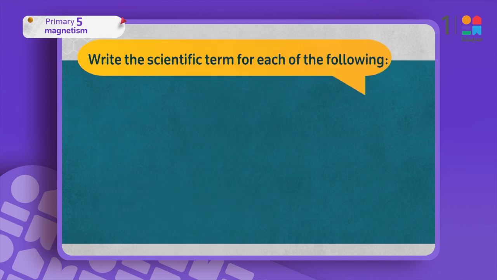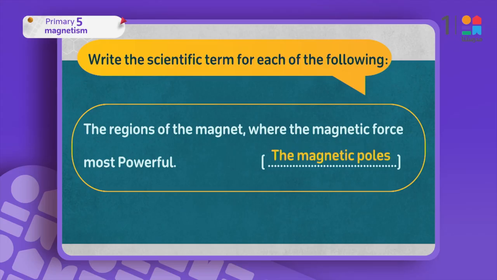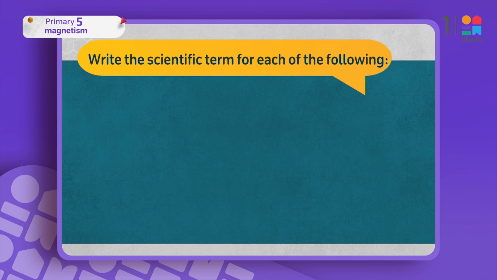Now we will take a new type of question, which is: write the scientific term for each of the following. First question: the regions of the magnet where the magnetic force is most powerful. Regions of the magnet, not around it, but on the magnet itself, which have the most magnetic force. This is where the magnetic force is concentrated. Where? The magnetic poles.